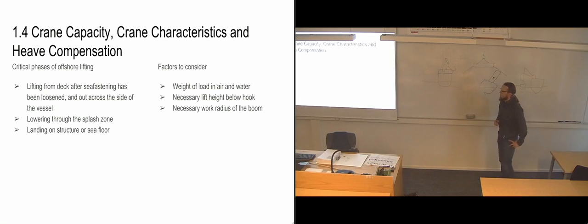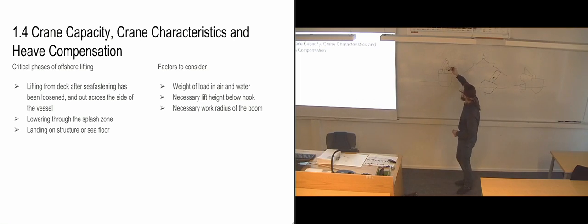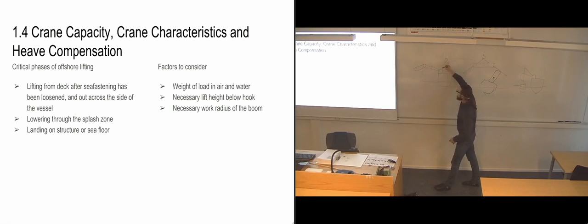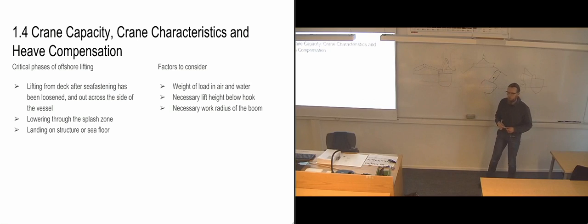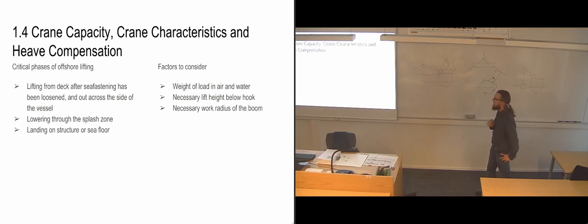You're also going to have to know the necessary work radius of the boom, so that when this one swings outwards here, it's going to be able to have a certain radius out here. So it can extend the boom to a certain point, so that it's going to have a certain length from the crane that it can move it. And we're going to have to know how much we need in order to get this safely through the waves.